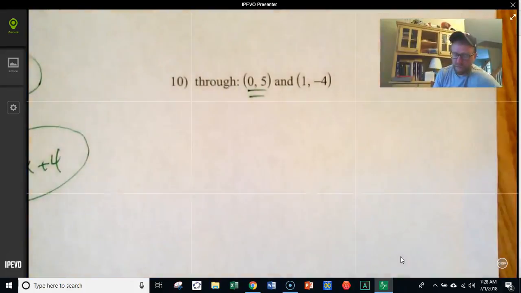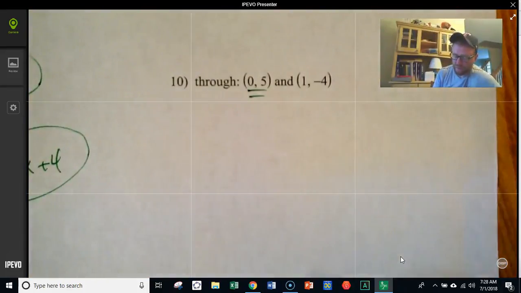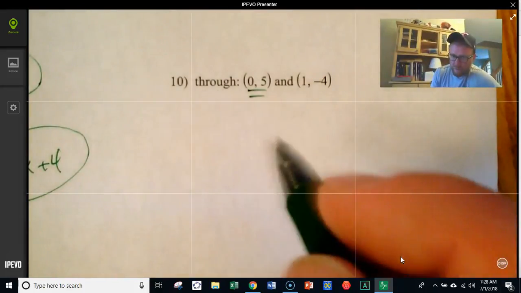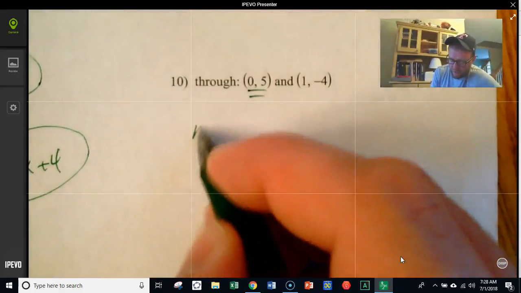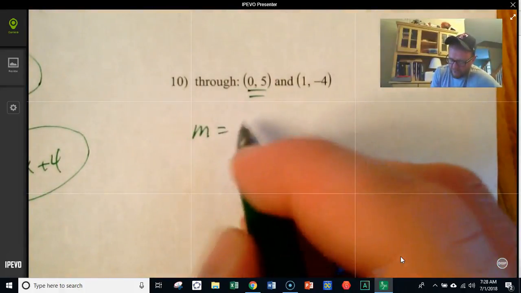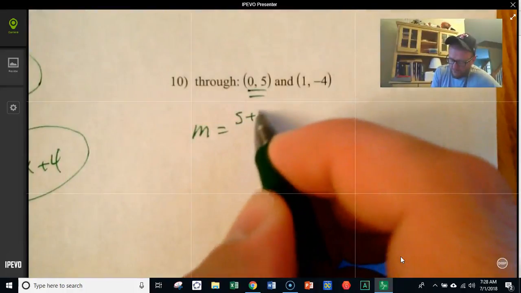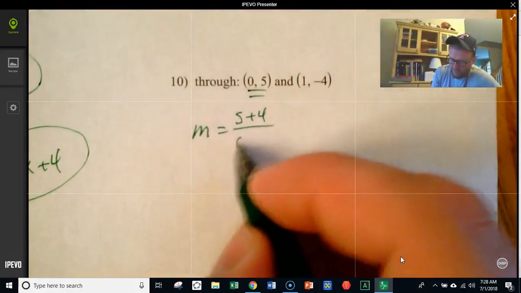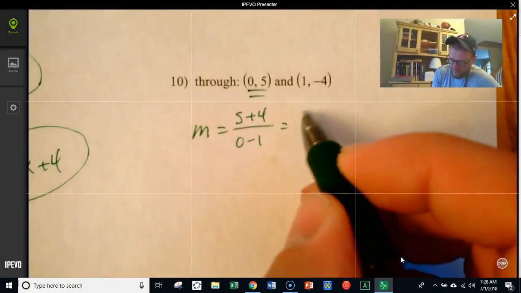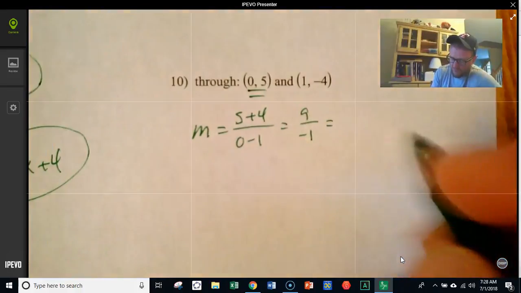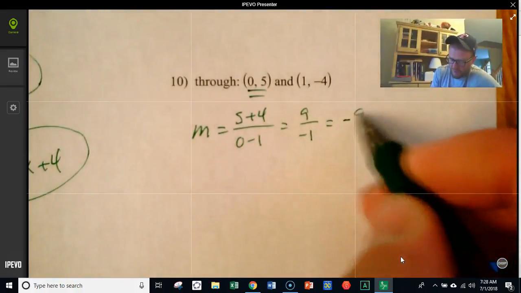Look here, that point is the y-intercept. We'll see why in a second. I'll go through the calculations just so you see it. M, 5 minus negative 4, which is 5 plus 4, over 0 minus 1. So that's 9 over negative 1, and we're going to put negative 9.